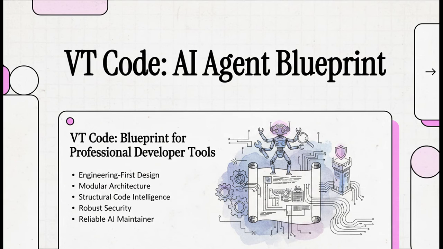So let's talk about one of the biggest challenges in AI right now. How do we build coding agents that are more than just clever toys? We're talking about real professional grade tools that are built with actual engineering discipline. And we're about to dive into a blueprint for how to get that right.